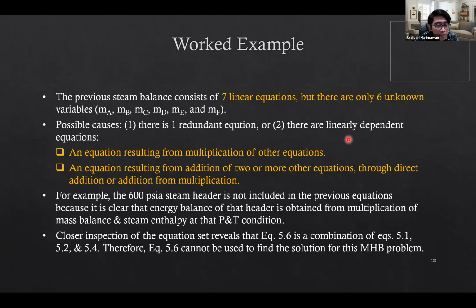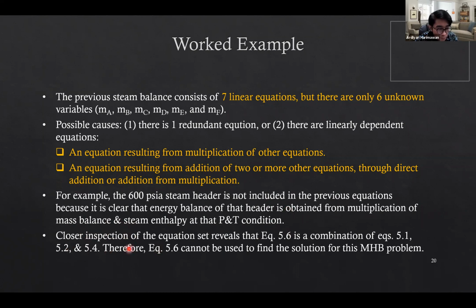This kind of equation may come from one equation resulting from the multiplication of another equation, or an equation resulting from the addition of 2 or more other equations. For example, in this one, the steam header 600 is not included in the previous equation because it's clear that the energy balance of this header is obtained from the multiplication of the mass balance and the steam enthalpy at the PT condition. It's information that we can get from the steam tables, so we do not need to calculate it from other equations.